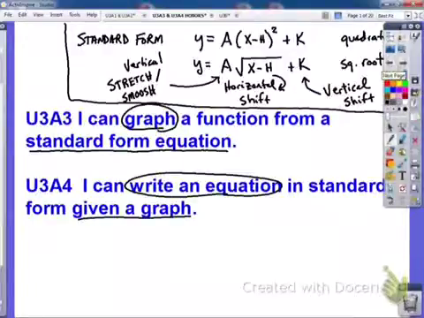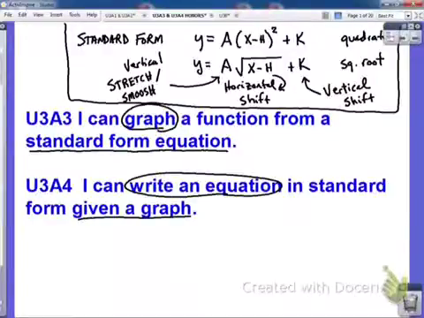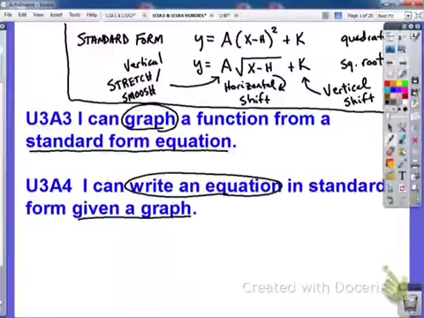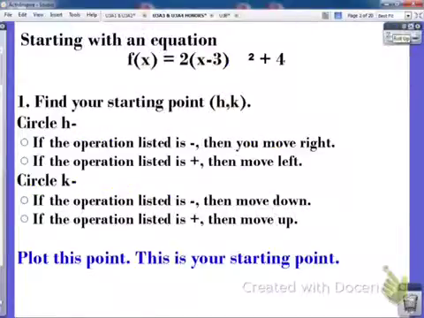Let's look at some problems and see how this goes. What we're looking for is how to graph this equation.